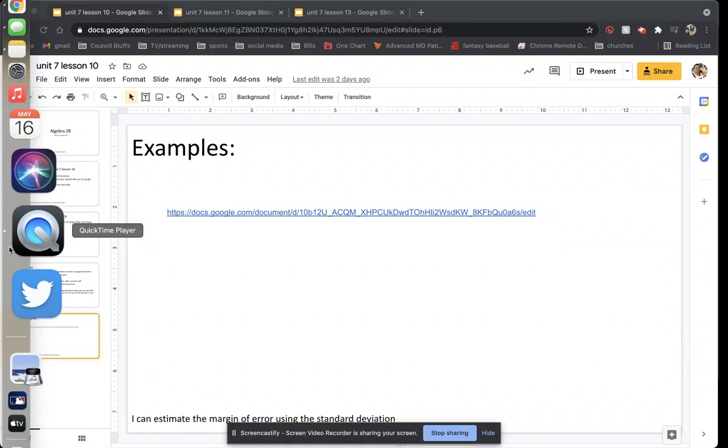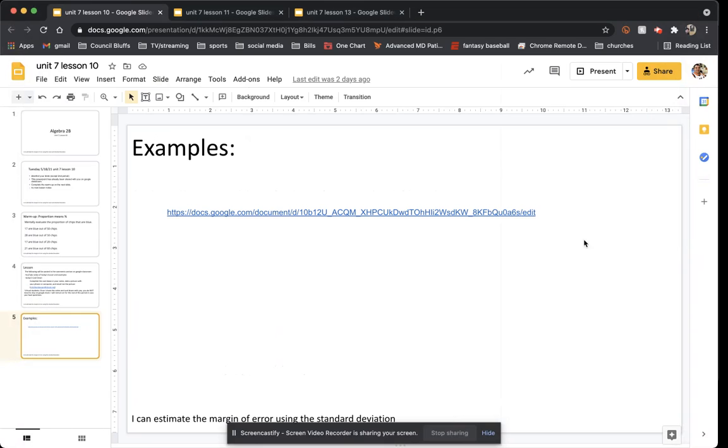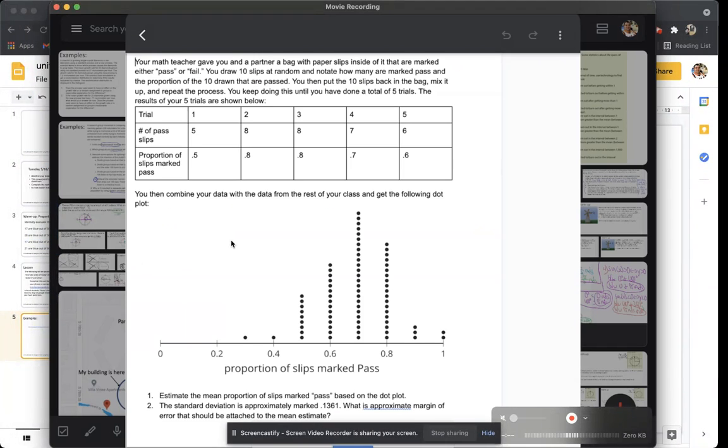All right, we're up to lesson 10 of unit 7. There's no new lesson notes today, so we're going to go right into the examples for lesson 10. So let's take a look here.